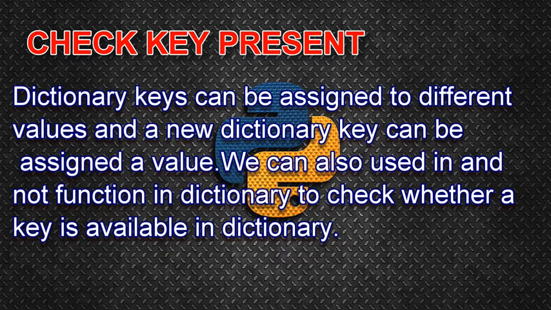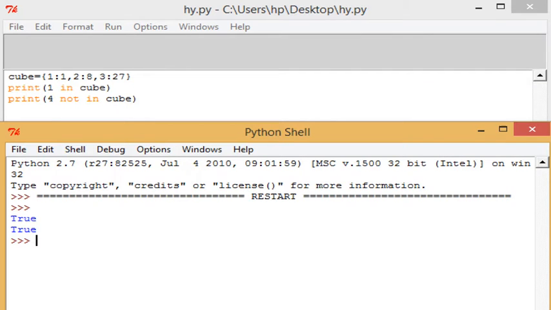You can also perform a function in a dictionary to check whether a key is available in the dictionary or whether it is not available. For that, similar to the list statement, we can use an in and a not in function within the dictionary. Here we have taken the same example defining the cubes. Then I am checking whether 1 is in the cube. You can see that 1 is available in the cube, so it will result in a true value.